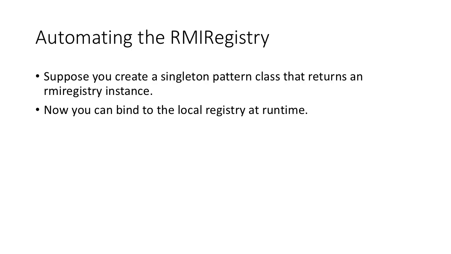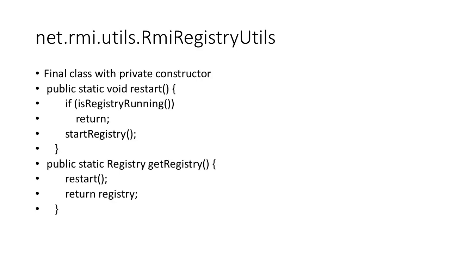So what we'll do here is we'll create a singleton pattern, because we only want one instance of the RMI registry to run on any single computer, and then we'll bind to the local registry at runtime. So here comes the RMI registry utils in net.rmi.utils. And what that does is it calls restart. When you call get registry, it calls restart, checks to see if the registry is running, and if it's running, it leaves it alone. Otherwise, it gets restarted, and then it returns the instance of the registry.